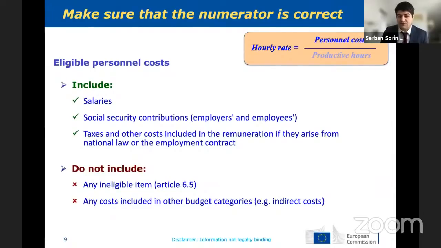Here, carefully read the details of the rules, because there are some specifications, so it's not very straightforward. So please read carefully the rules. Also to say that the eligible personnel costs do not include any ineligible items, so those that are enumerated in Article 6.5 of the grant agreement. We're not going to the details, but you will find them there. And any cost included in other budget cost categories, like for example, indirect cost or travel, daily allowances, and so on. So obviously it's not to claim the same cost twice.